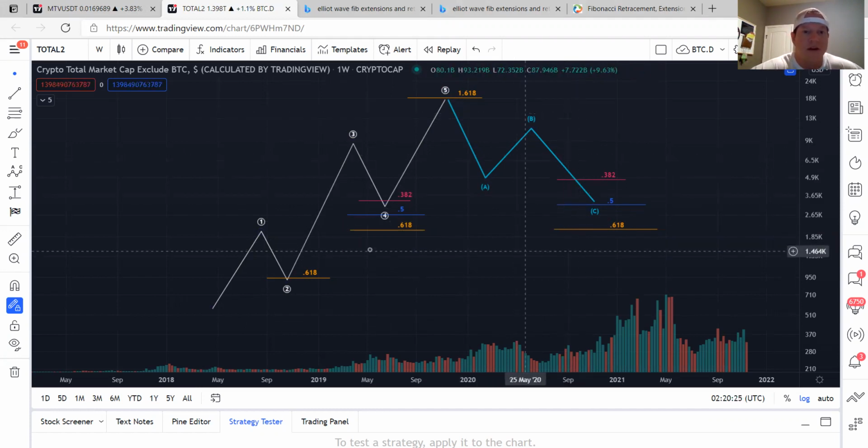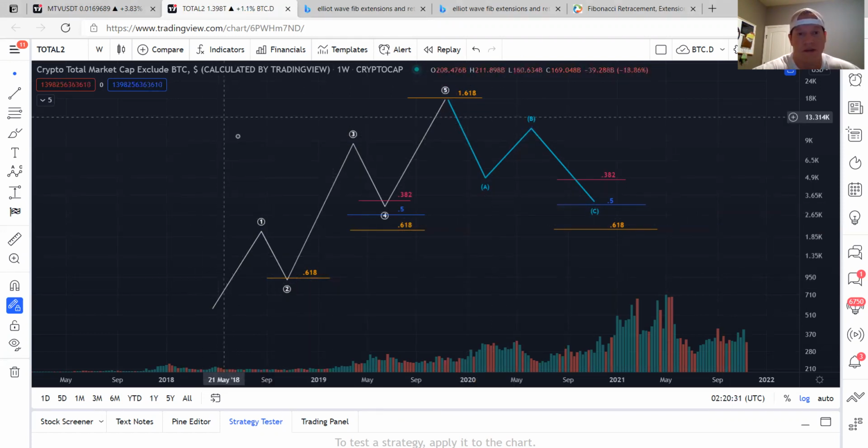Flip it around in a bear trend, 1, 2, 3, 4, 5 would actually be impulsive downwards, and ABC would actually be corrective upwards. So don't get confused with impulsive always meaning up, and don't get confused with corrective always meaning down. So in this scenario, we're assuming we're in a bull trend here, and we are doing Elliott Wave and price targets, fib retracement targets, and trend-based fib extension targets based on a bull trend.